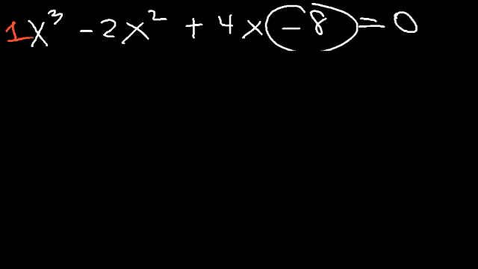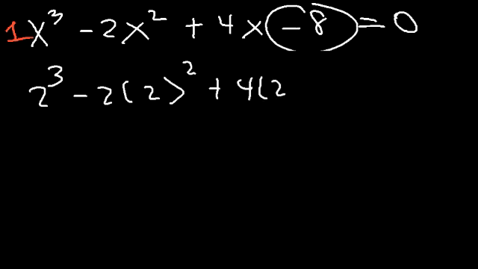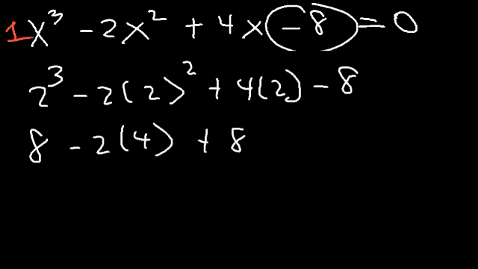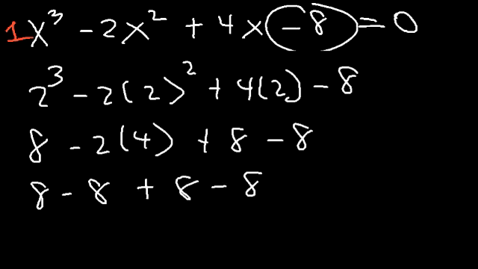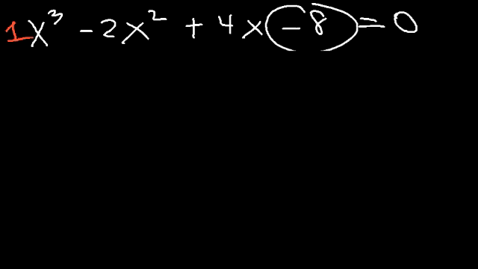Let's try 2. So 2 to the third power minus 2 times 2 squared plus 4 times 2 minus 8. 2 to the third power, that's 2 times 2 times 2, that's 8. 2 squared is 4. 4 times 2 is 8. 2 times 4 is 8. So we have a lot of 8s. 8 minus 8 is 0, so the whole thing is 0. So 2 is a factor.